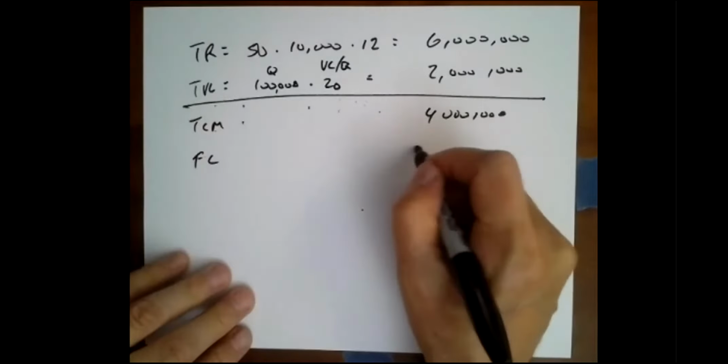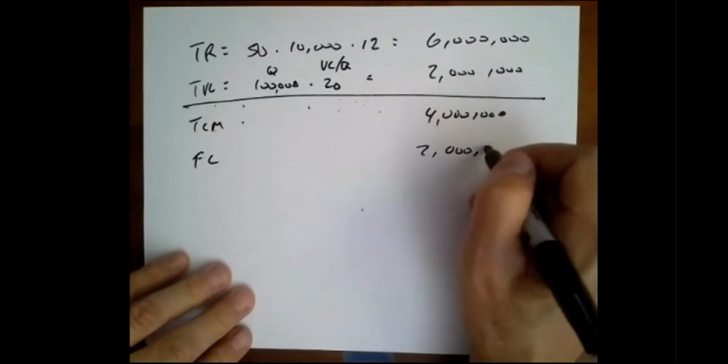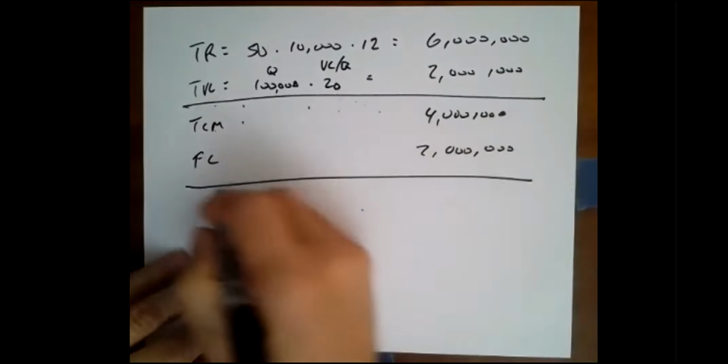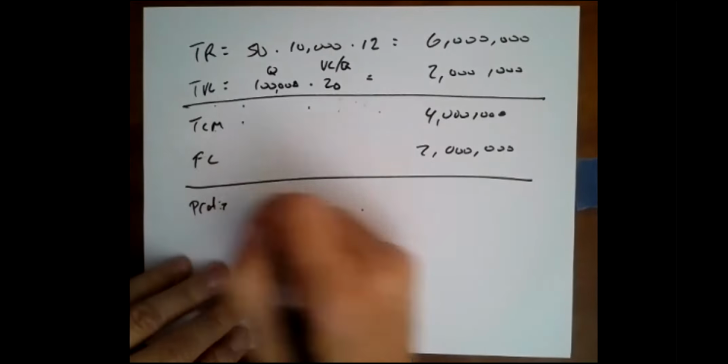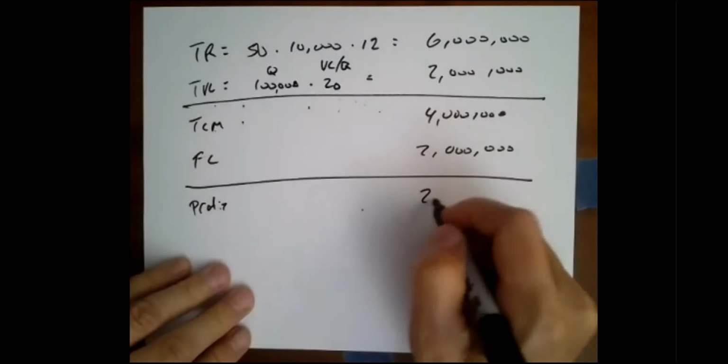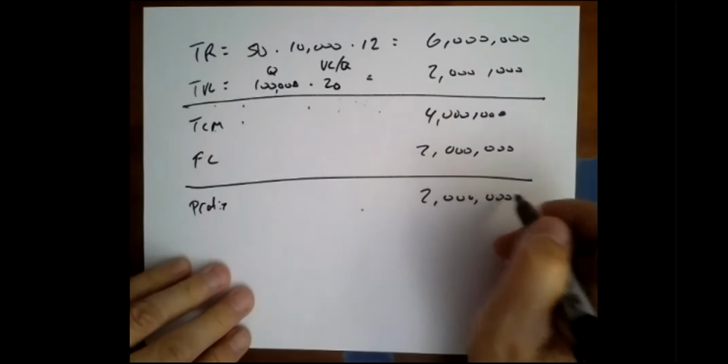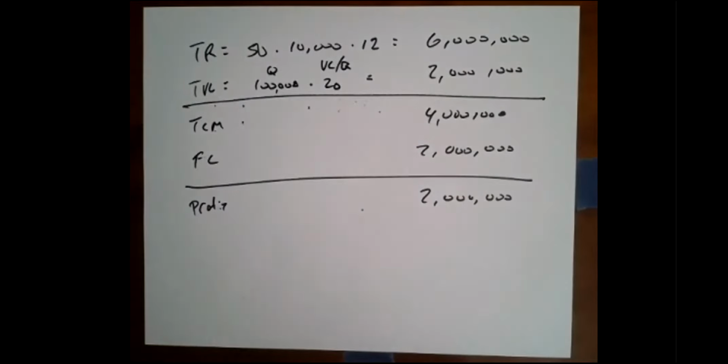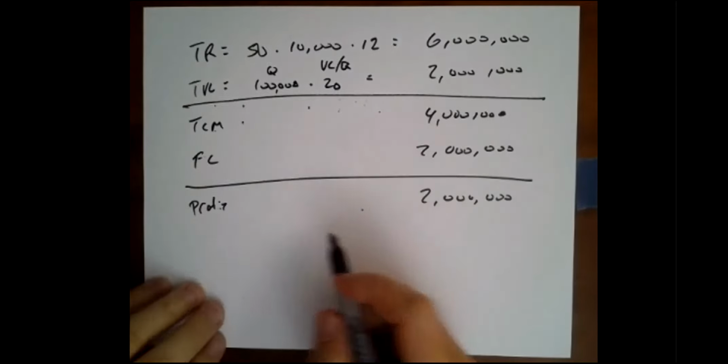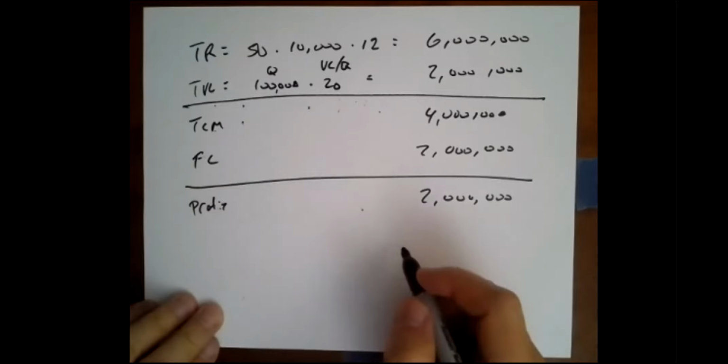If our fixed costs are, say, 2 million, then the organization has a profit of 4 minus 2 for 2 million. What do we have to do? So here you have a kind of a mini P&L. What do we have to do to calculate break even for these guys?